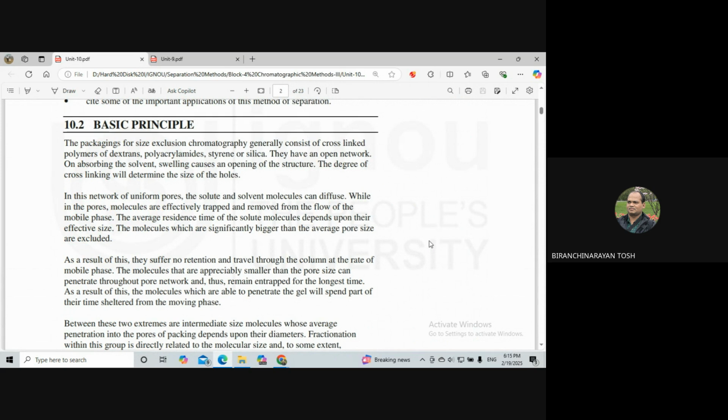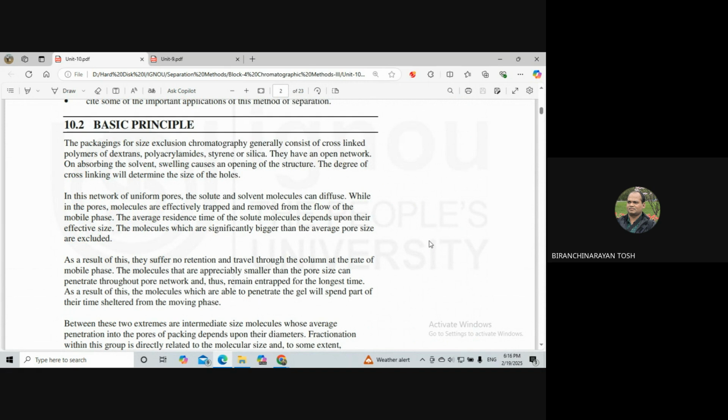So this is one technique which is used to separate polymers of different molecular weight, the size exclusion chromatography. First, the static phase, that is the adsorbent. The pore size depends upon the degree of cross-linking. So depending on the pore size, different molecular polymers will pass through the pores and can be easily separated from each other.